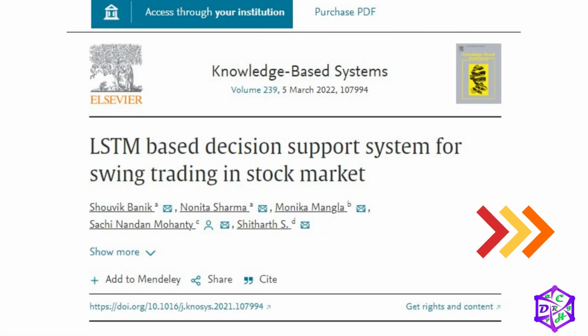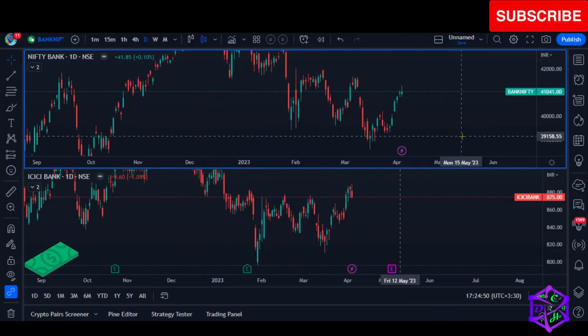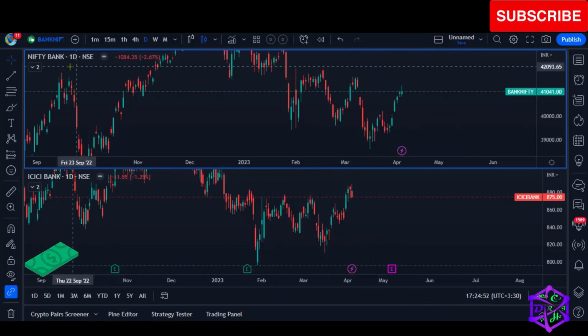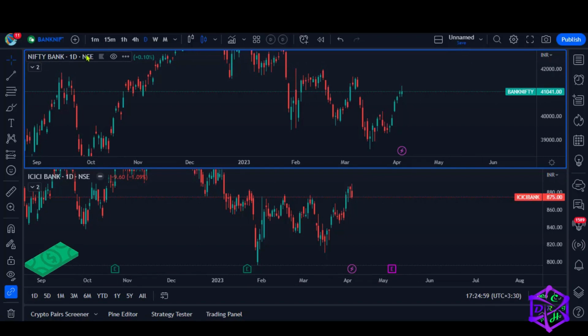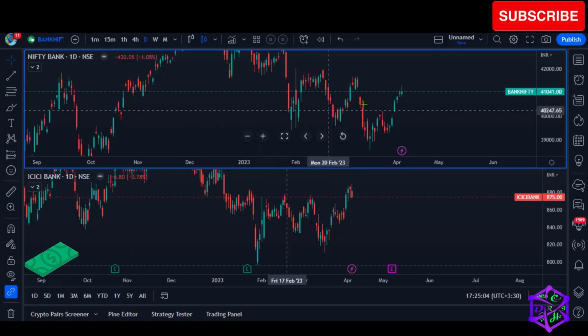LSTM-based decision support system for swing trading in stock market. Indian stock market traders regularly face heavy challenges due to a number of reasons. Firstly, when compared to markets of other developed countries like the US, over the years Indian equities are more volatile with greater fluctuations in return.